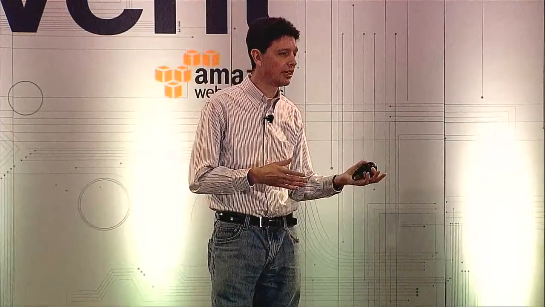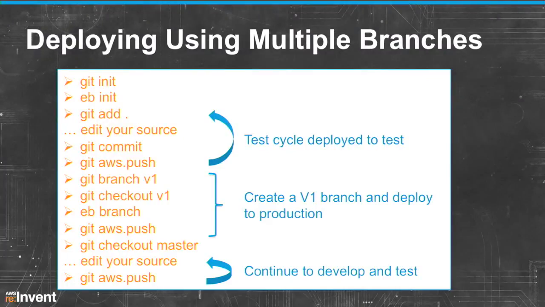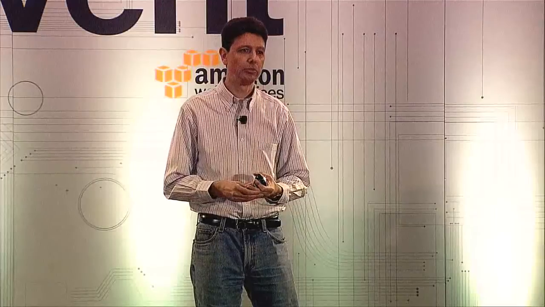Once I'm happy with that, I'm going to cut a branch because that's now my production code. So I'm going to create a Git branch, in this case V1. I'm going to check it out just so that the default Git branch is the V1 branch. And then I need to associate that branch with another environment. So EB has an EB branch command. And just like the EB init command, it associates the current branch with an Elastic Beanstalk environment.